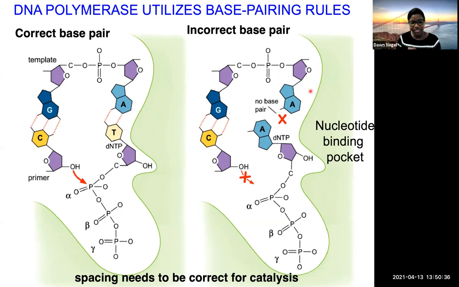If for some reason an incorrect base gets added, so you have an A and you're going to be adding a T here, it will change the topology of this structure. DNA polymerase recognizes it and will not catalyze that reaction of adding that base. So they know it's a mistake. The DNA polymerase will stall, and then you need to repair it before it continues.